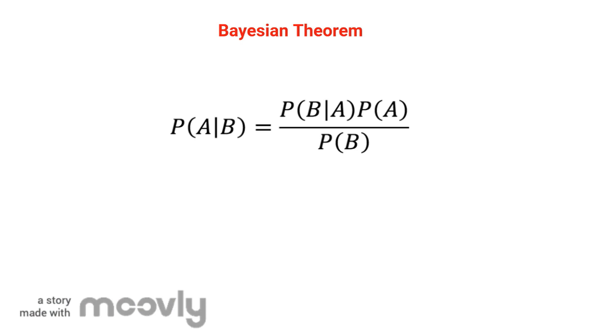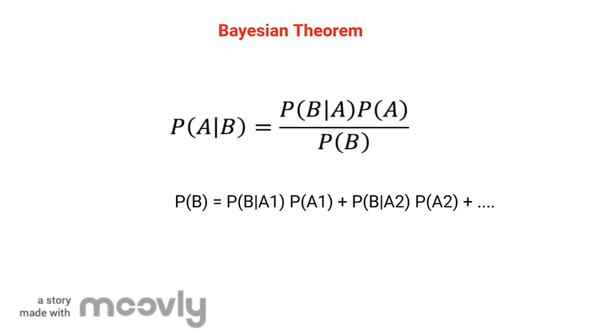Probability of A given B is equal to probability of B given A times probability of A, divided by probability of B. Probability of B is also written as follows, using the law of total probability rule.